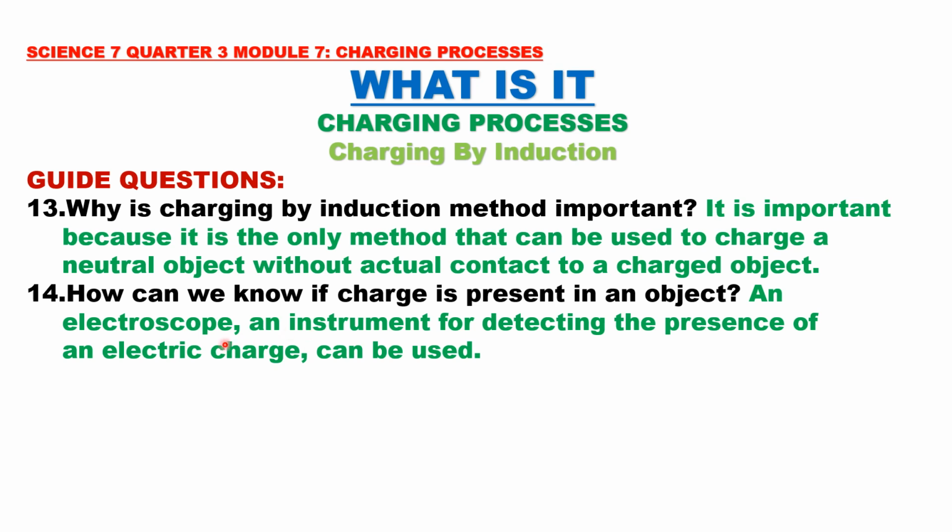An electroscope, an instrument used for detecting the presence of an electric charge, can be used. In this module, we have been taught how to make an improvised electroscope. If the strips of aluminum foil are separated, it means that there is the presence of a charge. But if the strips of aluminum are together, it means there is no charge.